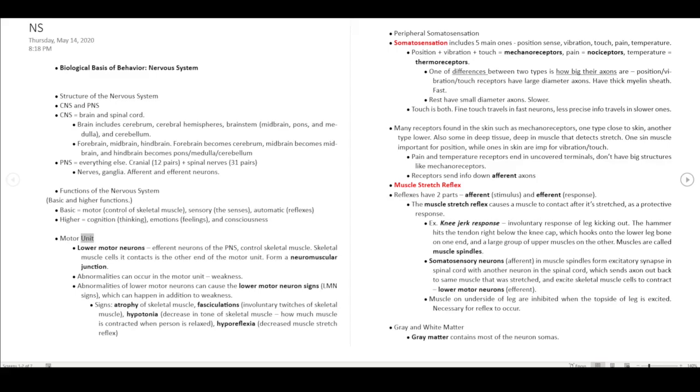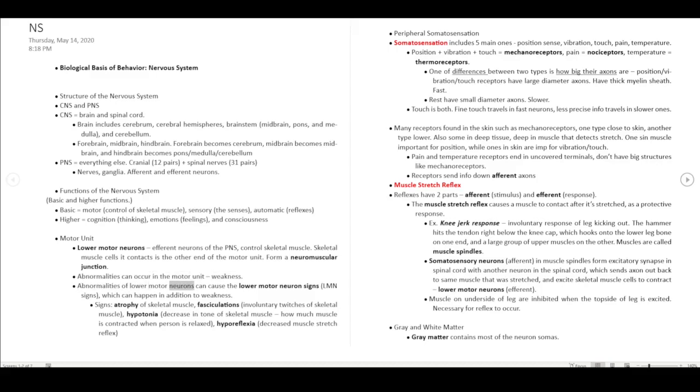Motor unit. Lower motor neurons, efferent neurons of the PNS, control skeletal muscle. Skeletal muscle cells it contacts is the other end of the motor unit. Form a neuromuscular junction. Abnormalities can occur in the motor unit, causing weakness.